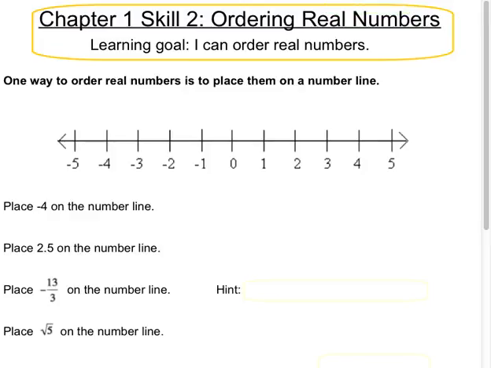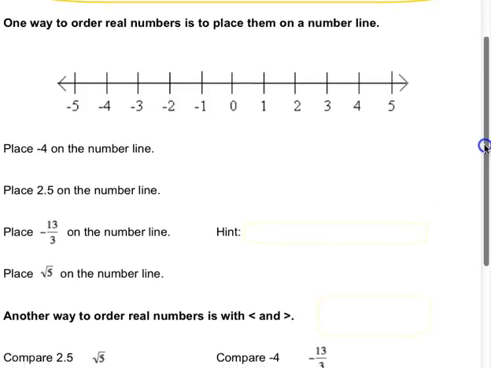In this video, we're going to start discussing how to order real numbers. Now that we've discussed classifying them, let's see if we can order them and arrange them. So one way to order real numbers is by putting them on a number line.